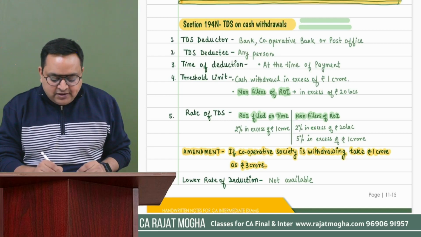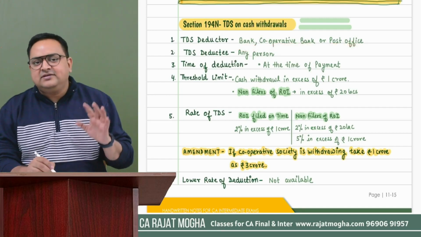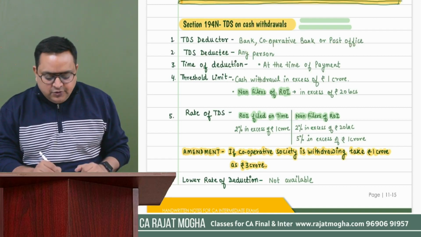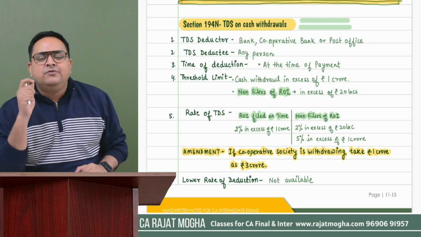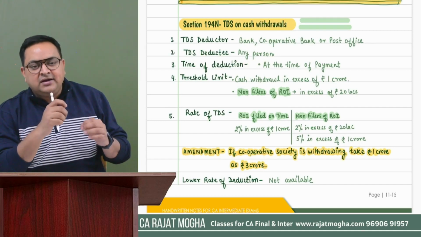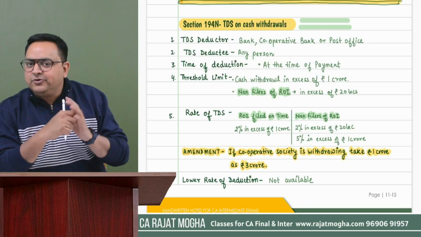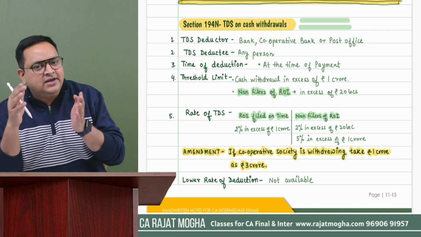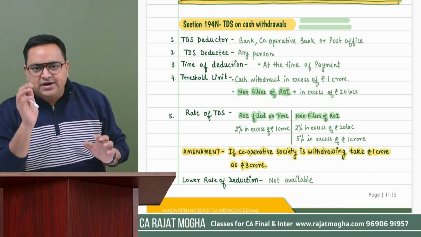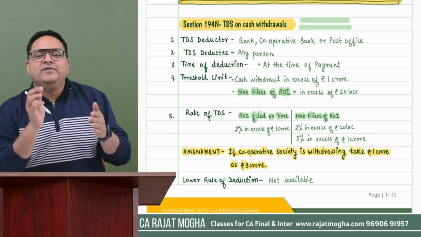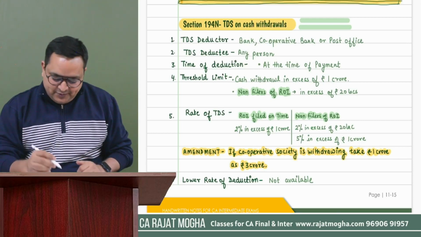If you have an account in any bank, any cooperative bank or any post office, this section is going to apply. You are any person withdrawing the amount from the bank. If you withdraw the amount from your bank in excess of 1 crore, then we are going to deduct TDS. In some cases, it is in excess of 20 lakh also, but generally it is in excess of 1 crore. So first understand when we will apply the limit of 1 crore and when we will apply the limit of 20 lakh rupees.